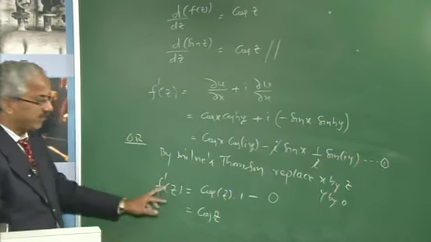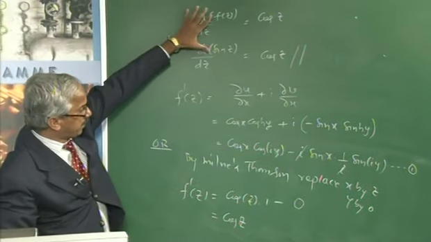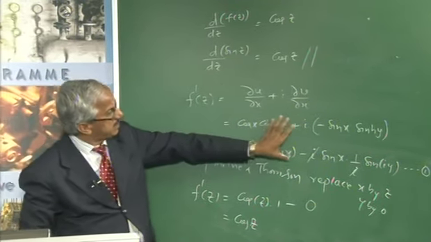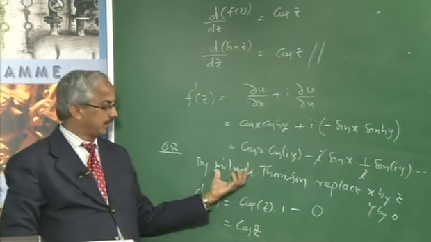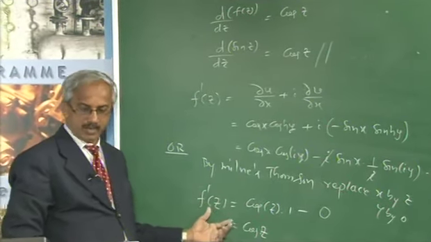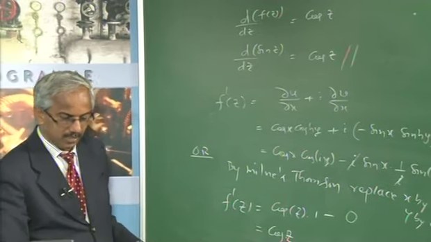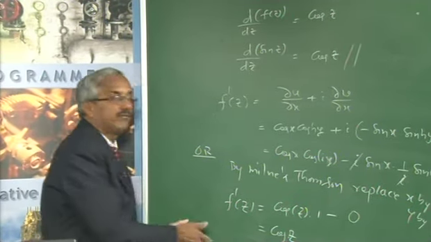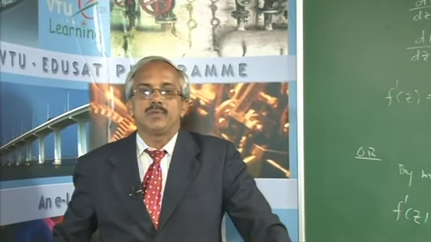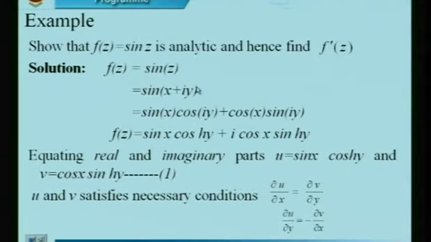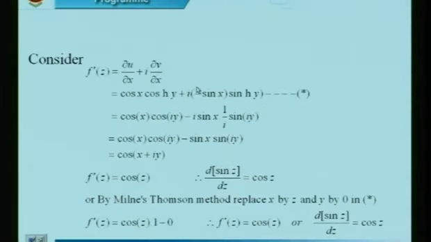Cos z, that is f dash z is equal to cos z, means the same property, which means that by the ordinary method we can find it out, and then by using the Milne-Thomson method we can also find out the same derivative function. This is one of the functions. F of z is sin z, and we also found that f dash z is cos z, and this is the function that I did on the board, written here.